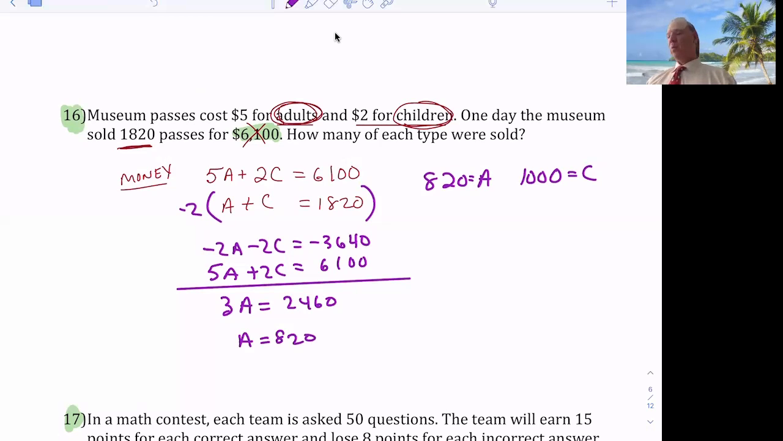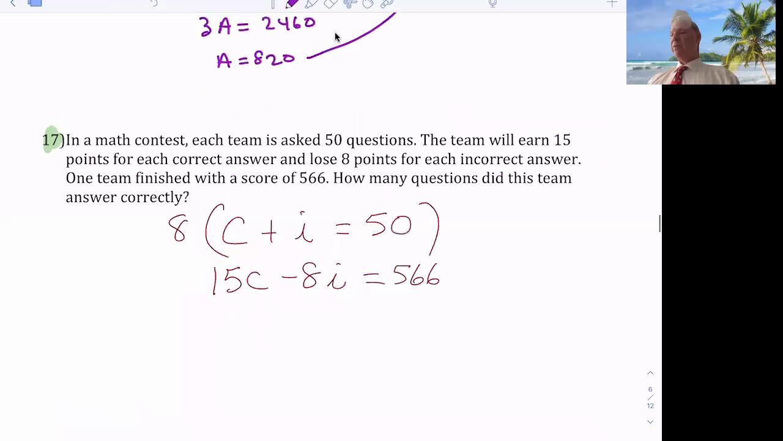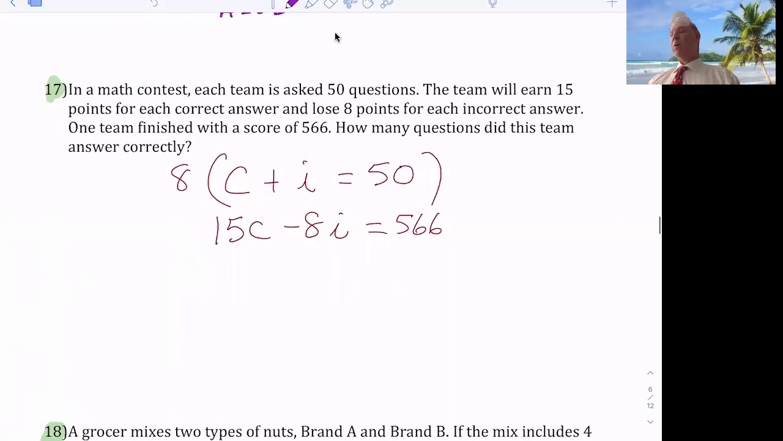All right, so we know that's correct. Then if we plug 820 back into the one right here. All right, so that's good, guys. I feel better now. You guys are telling me the answers. All right, here we go with 17. I thought this was straightforward.